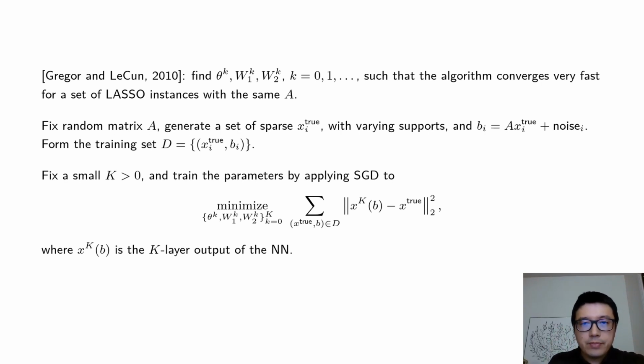And then they take noisy linear measurements of those sparse signals, and call these true signals and linear measurements the training data. And then they write down this training problem where, for every sample point, which is a pair of true data and its corresponding linear measurements, you compare the output of the K-layer ISTA network to the true signal, and you decide the parameters in the network such that the K-layer output is as close to the true signal as possible over the entire training data set.